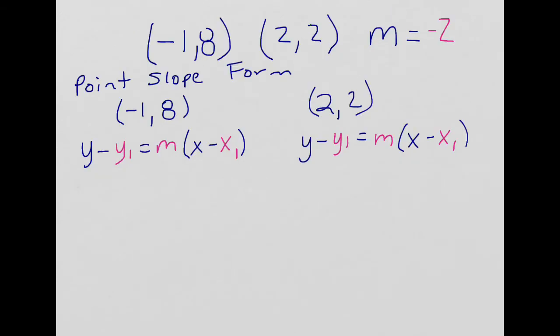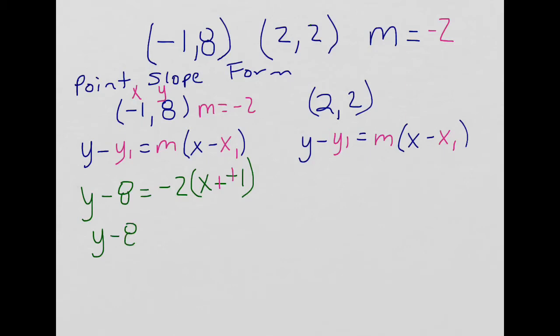Now we're going to take our two ordered pairs and we're going to put them into point-slope form. So this is going to be my x, and this is going to be my y, and my m is going to be negative 2. So I'm going to do y minus 8 is equal to negative 2 times x minus negative 1. I'm going to need to simplify inside the parentheses. So my answer is going to be y minus 8 is equal to negative 2 times x plus 1. That would be the point-slope form if I were using negative 1 and 8 as the ordered pair.